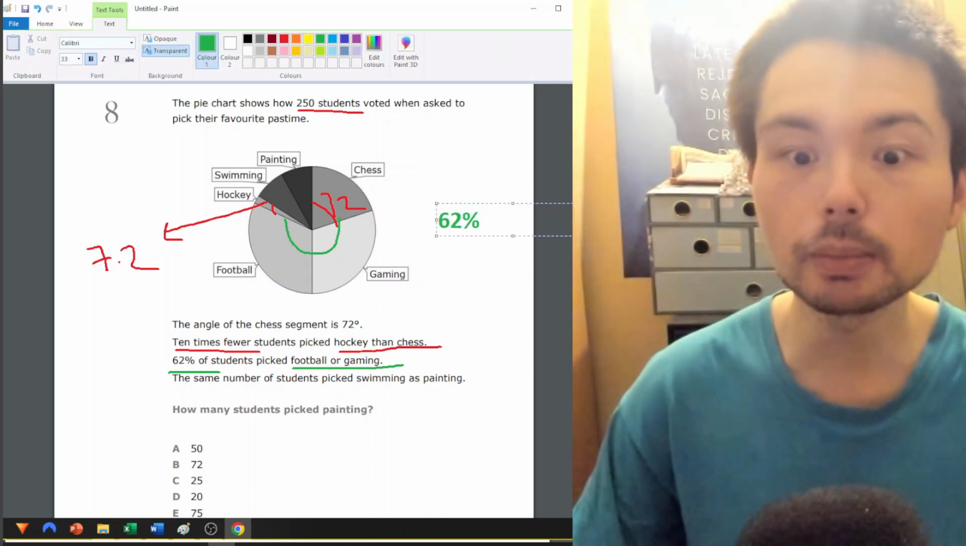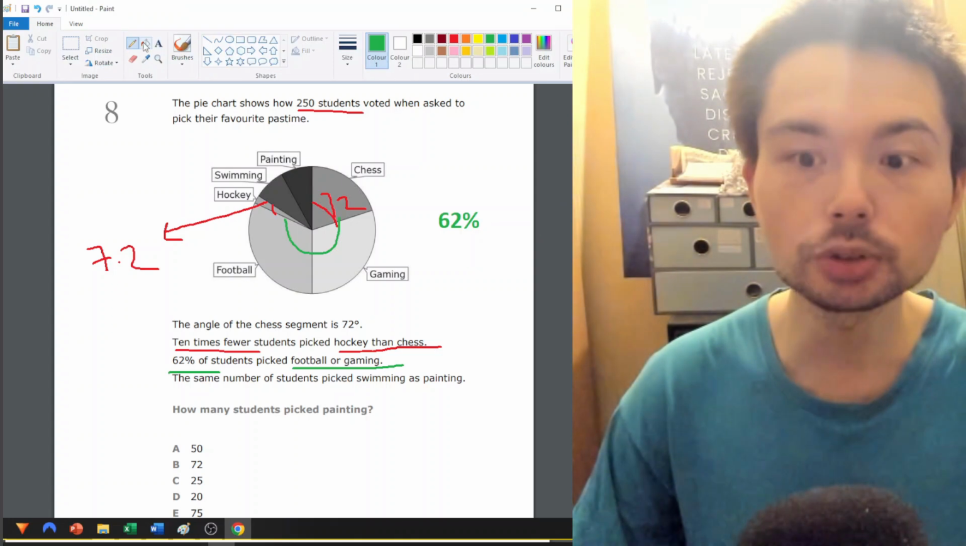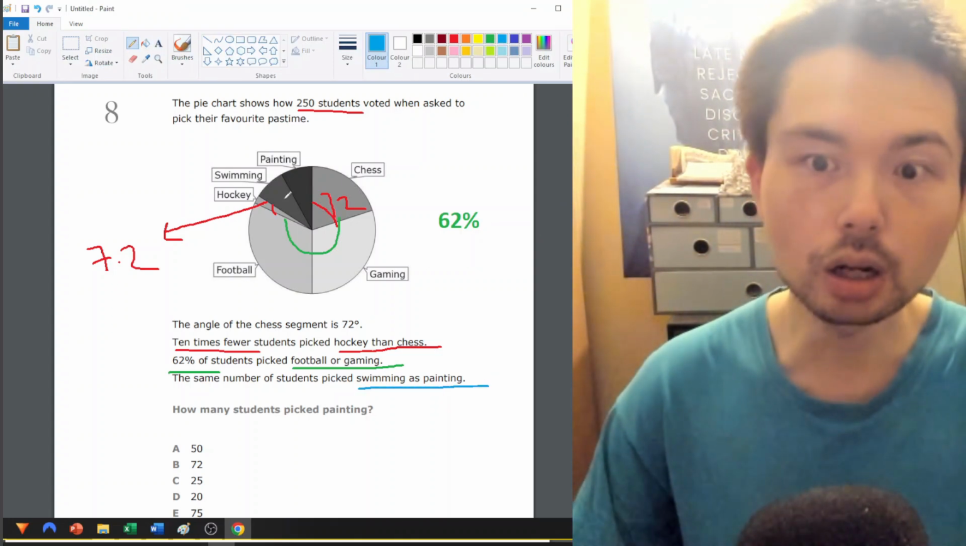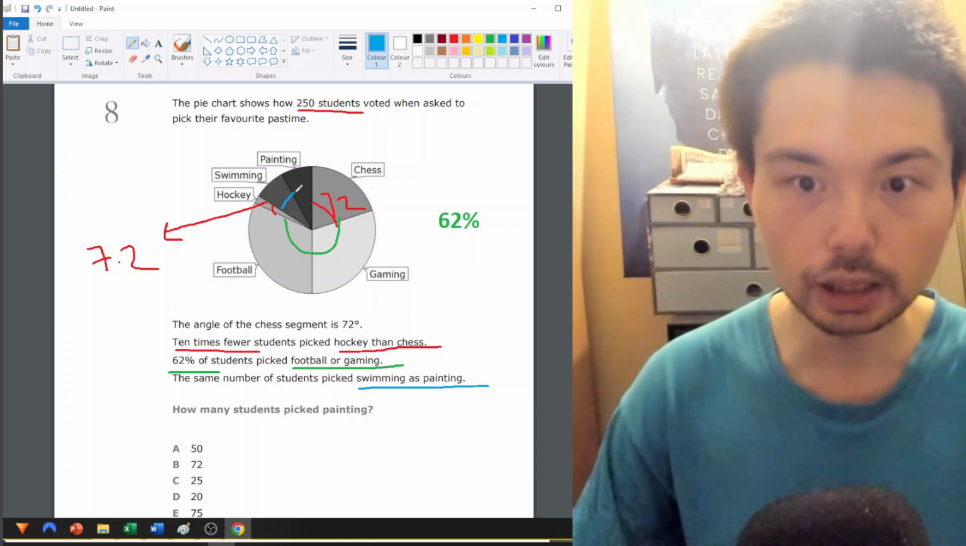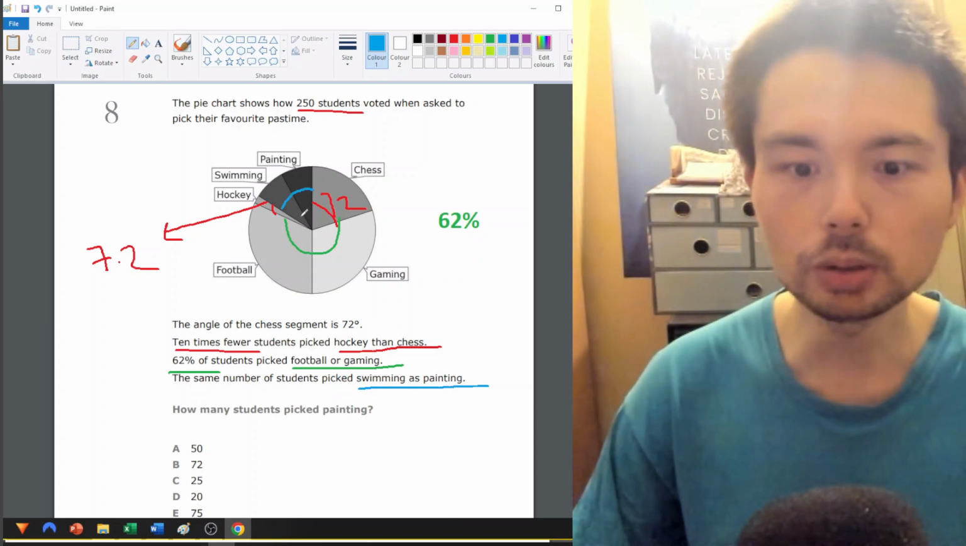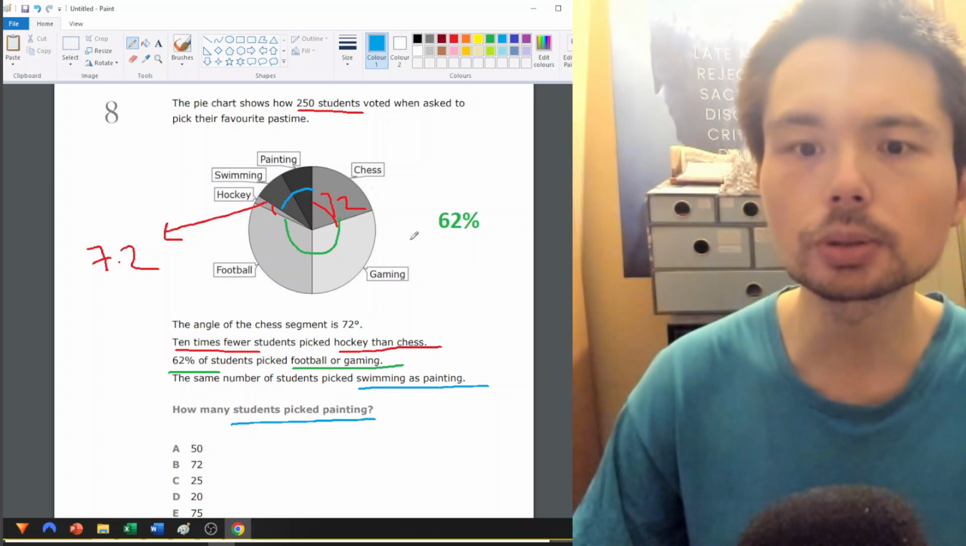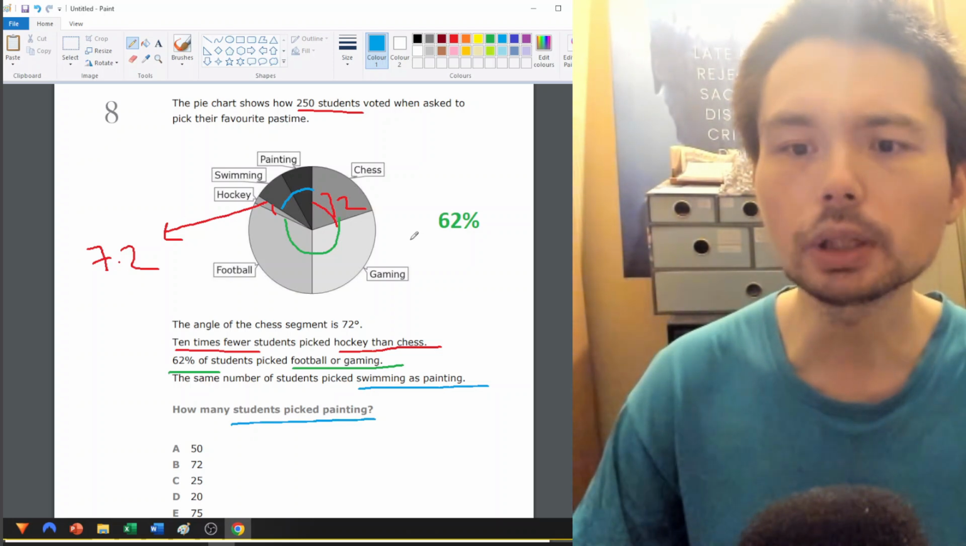Let's write it nearby. And the same number of students pick swimming as gaming. They're being nice there. If we look at the dark grey section and the really dark grey, they are the same. So I'm just going to put one blue angle there. How many students picked painting? Okay, let's work it out. What's the best way to do this?